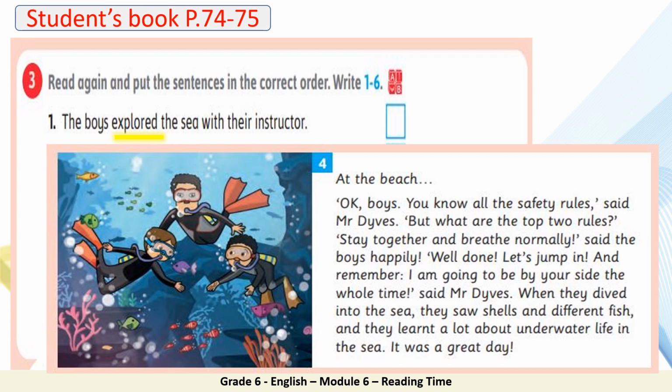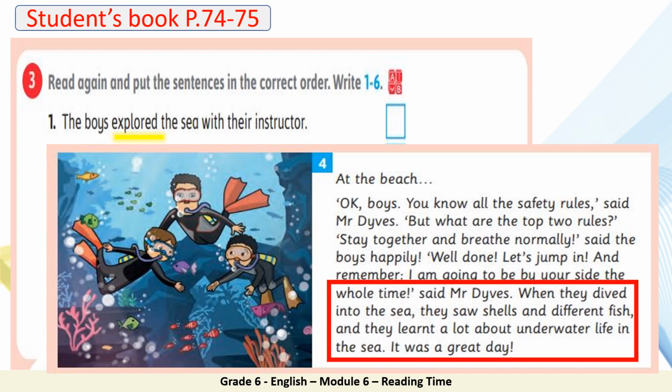Great. In frame number 4 I can see the boys dived into the sea. And here, when they dived into the sea, they saw shells and different fish, and they learned a lot about underwater life in the sea. So what I do now, I number this event. It's number 1, sentence number 1. But it's easy now. This event happened at the end of the story. So it is the last event in the story, the last action in the story. So I think this sentence or this statement is number 6 because it is the last event in the story.